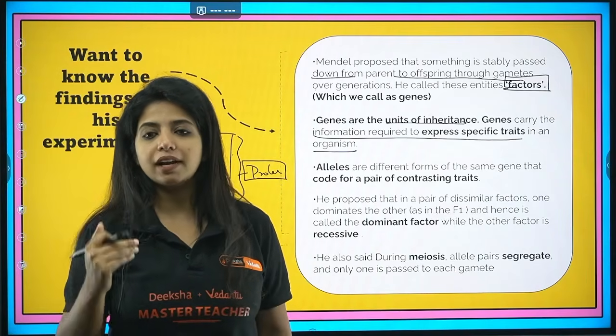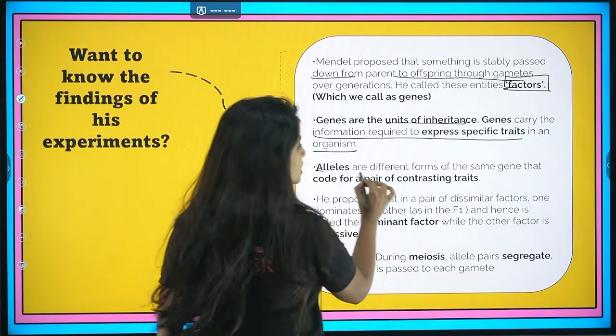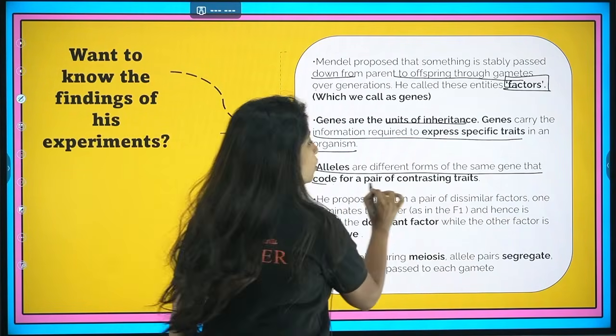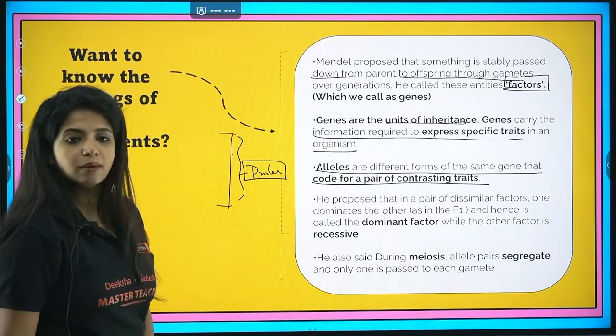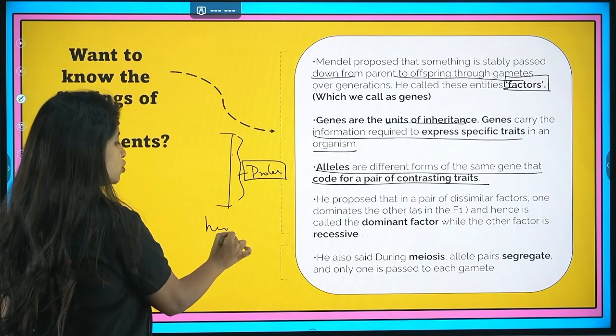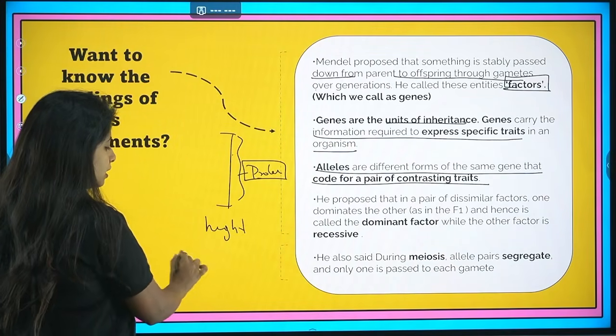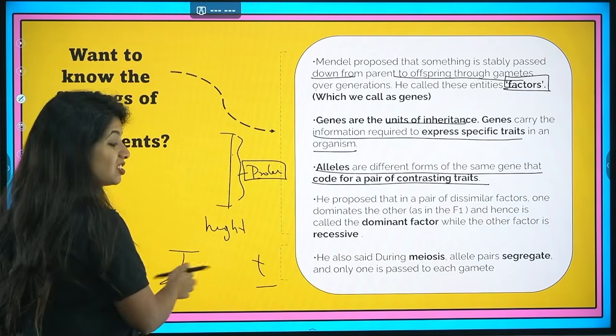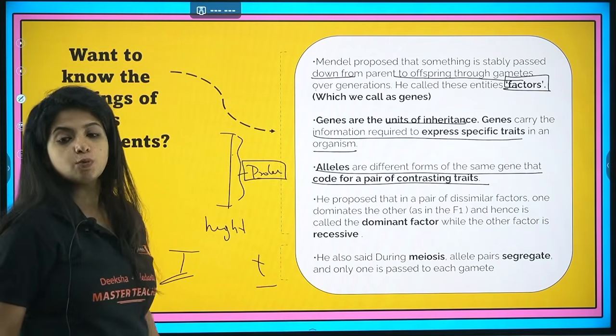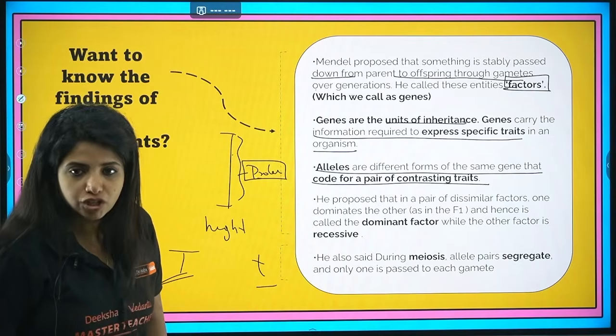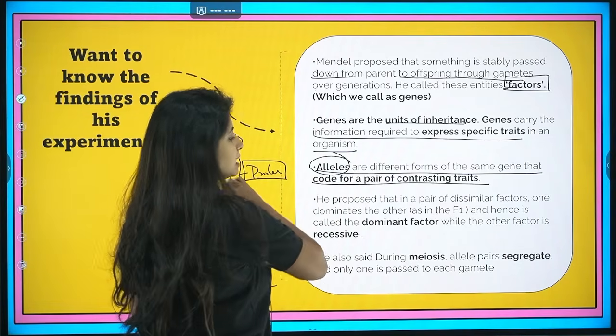They define all the characters that we have. Now, alleles are different forms of the same gene that code for a pair of contrasting traits. By that I mean, for example, when I say there is a gene for height, there can be capital T, there can be small t. Both of them are genes itself, but they are two different types of genes, which is why I'll call them alleles of a gene. Types of a gene, or what we call as alleles of a gene.